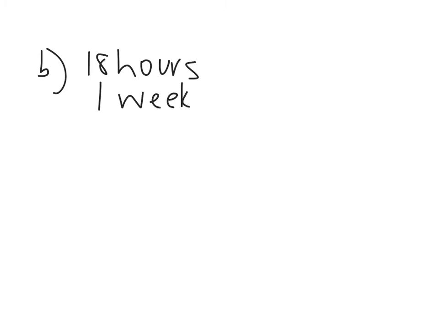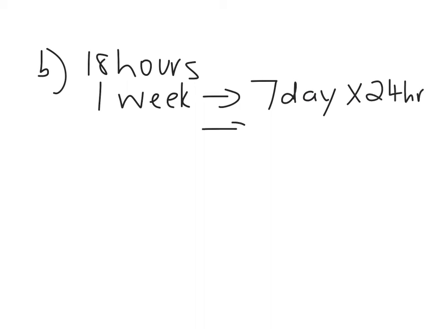Okay, so now we're going to look at B. If we look at B, we find that we've got 18 hours out of 1 week. So we need to find a unit that both of these can be. So if we look at a week, there are 7 days, and each day has 24 hours. So that means we have 7 times 24. We have 168 hours in our week.